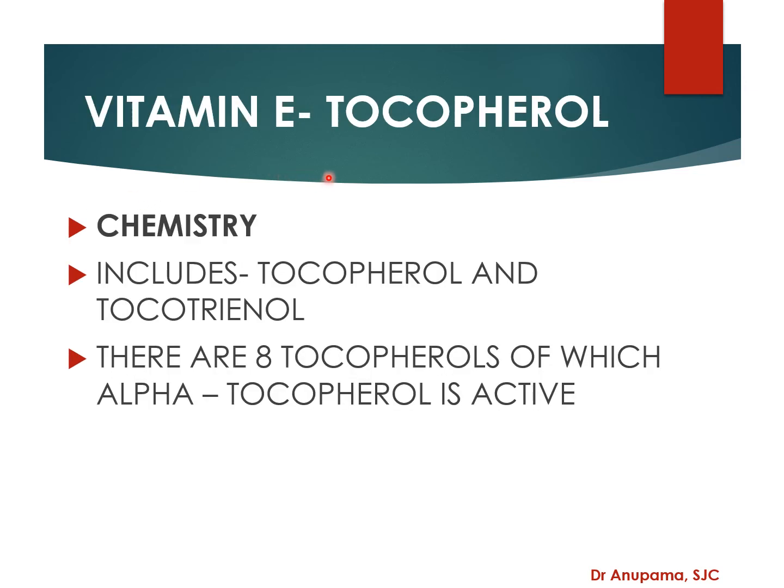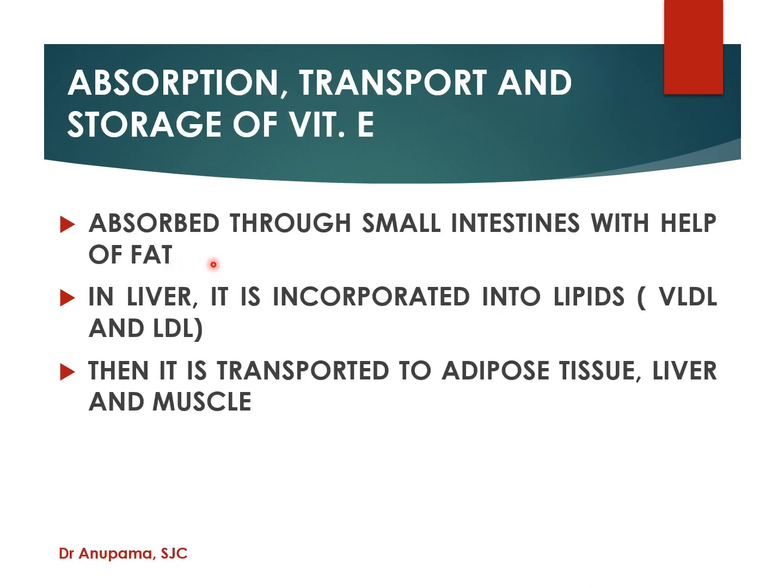Next is vitamin E, tocopherol. It includes tocopherol and tocotrienol. There are 8 tocopherols, of which alpha tocopherol is the active form of vitamin E. This vitamin E is absorbed through the small intestines with the help of fat, and in the liver, it is incorporated into lipids. We have very low density lipids and low density lipids which contribute to its incorporation, and then it is transported to adipose tissue, liver, and then to the muscles.